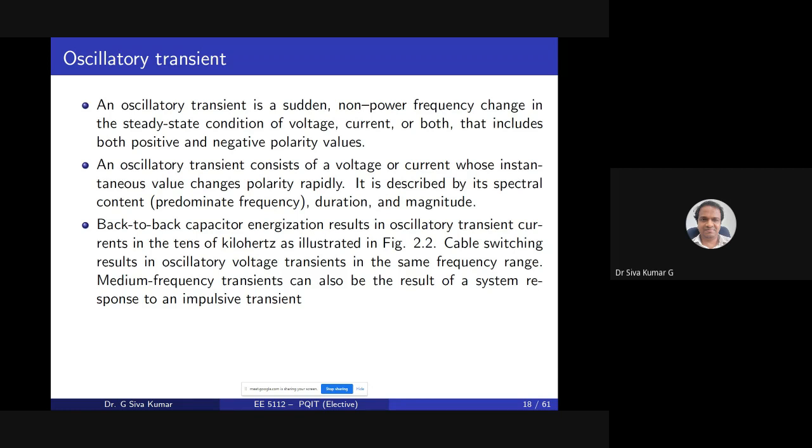An oscillatory transient is a non-sudden and non-power frequency change in the steady state condition of voltage or current, or both, that includes both positive and negative polarities.